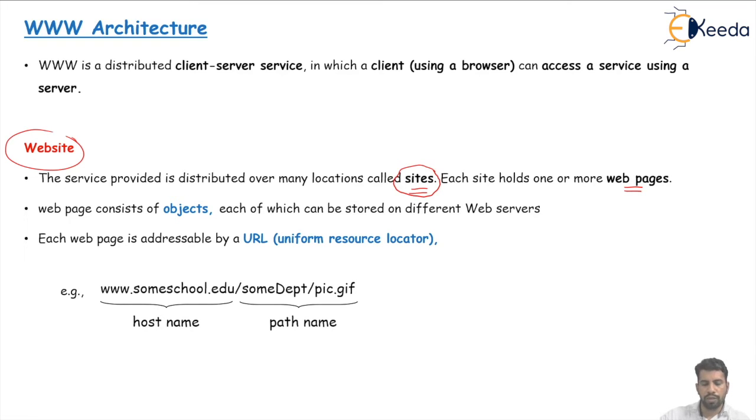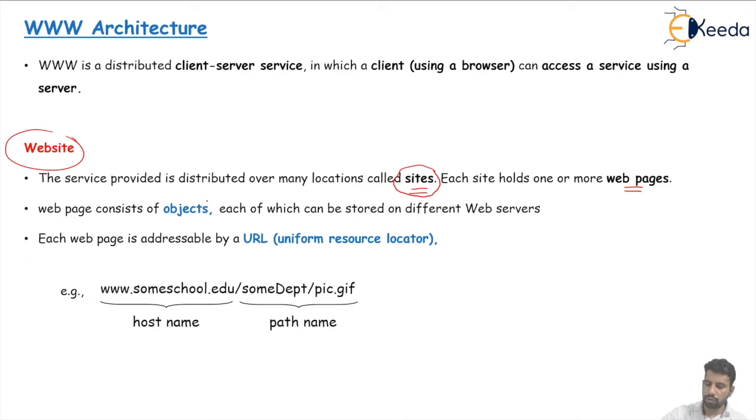When you go through your university website and want some documentation, like downloading your syllabus for a particular semester or the syllabus of GATE, you need to visit the website of GATE, which holds the web page of the syllabus. That website is the particular location where the web page is stored, and the website is stored at some server, which is providing you the service.